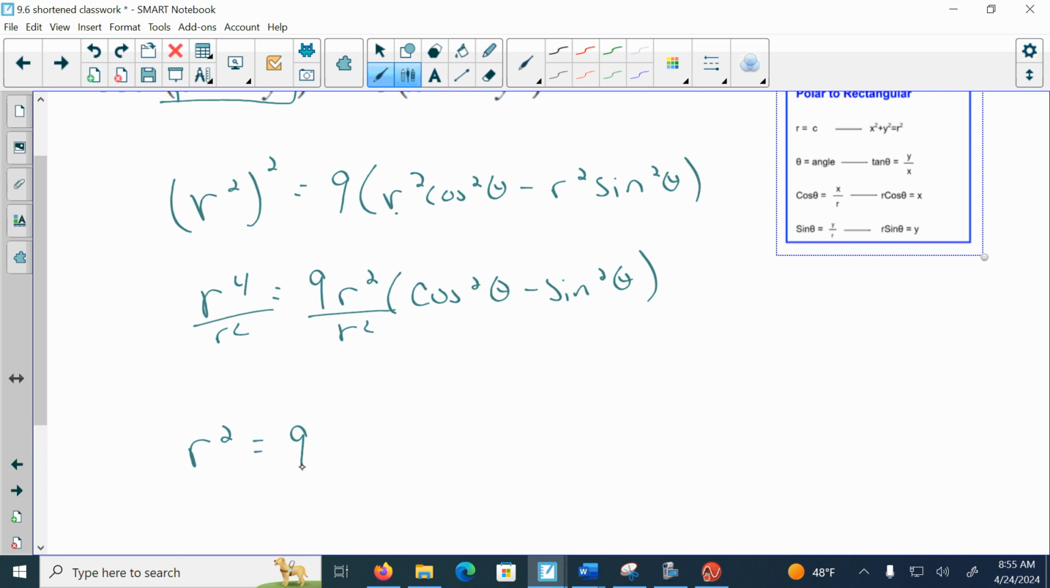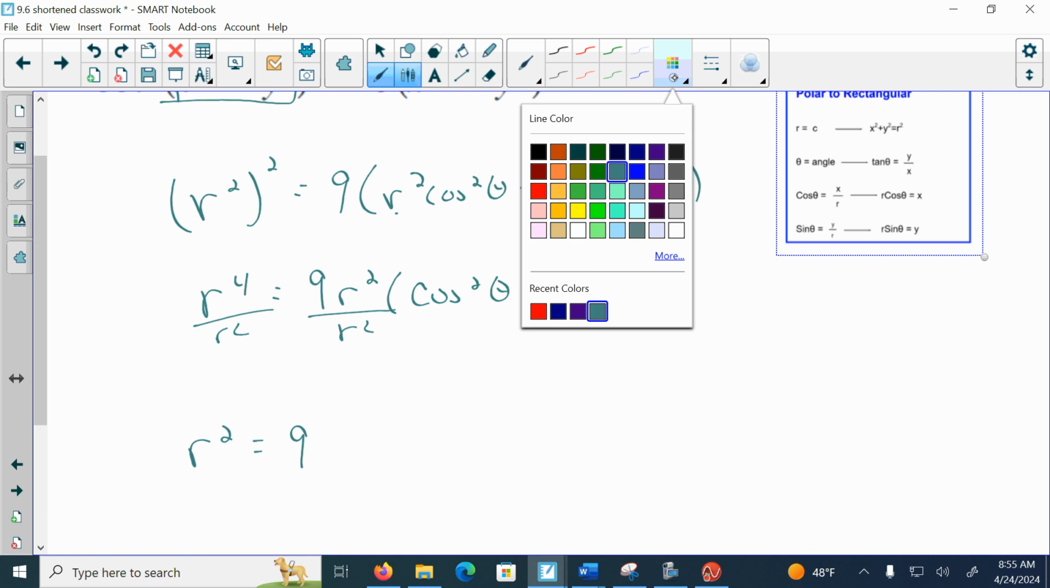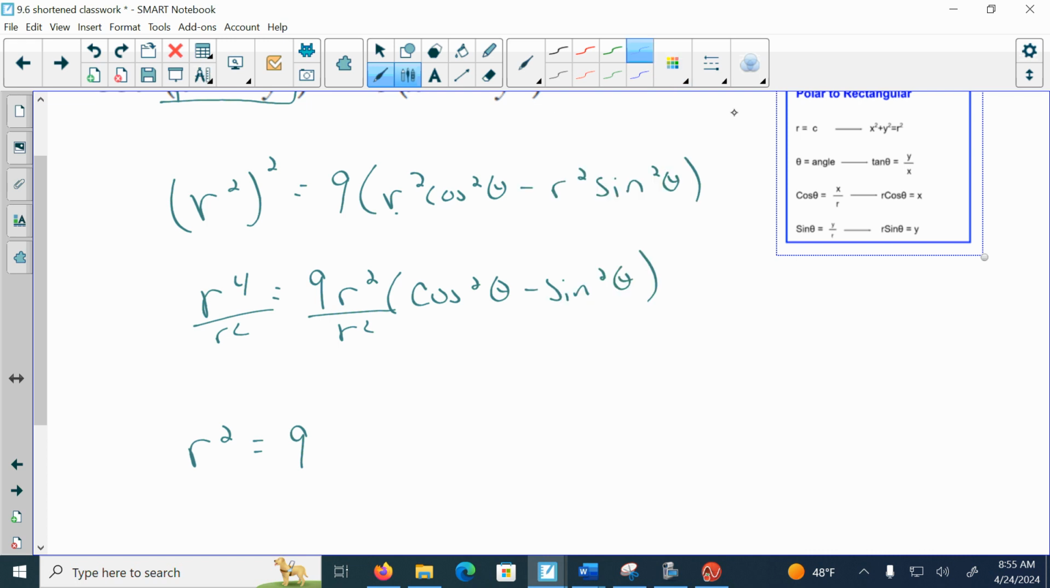Then I think I'm going to replace cosine with 1 minus sine or sine with 1 minus cosine. Let's do the sine. No rotten reason why. So if you remember way back, sine squared theta plus cosine squared theta is equal to 1. So I can say that sine squared theta is equal to 1 minus cosine squared theta. We did that in trig. So in place of this sine, I'm going to write 1 minus cosine.